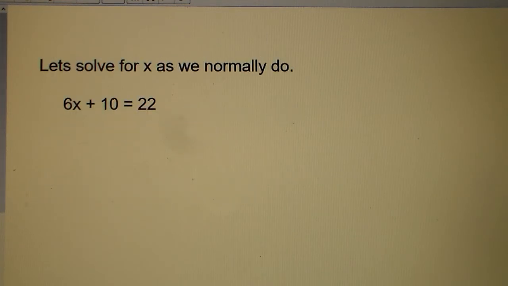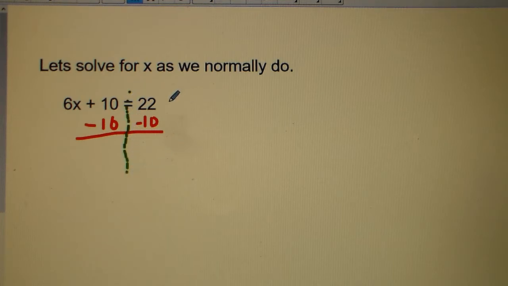So let's just recap real quick what we normally have been doing as far as solving for x. If we have 6x plus 10 equals 22, the inverse operations are like the opposites. The opposite of positive 10 is minus 10. So we subtract 10 from both sides of that equal sign. And in some of our classes, we also drew a wall for that equal sign, just to help separate things for organization.